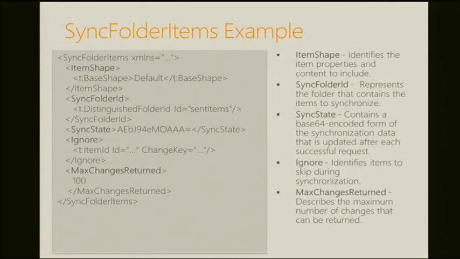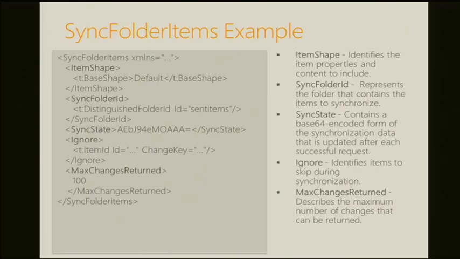So this is what sync folder items looks like. Unlike notifications, there's no subscribe or anything like that. The sync state and all of that is stored at the mailbox level. There's nothing unique to your relationship of your client to the mailbox server, CAS server, or anything like that. You simply specify an item shape, and we talked about that. Here's another example. I'm showing you default. Here's the base shape. I'm about to tell you not to do that. But you can do it.